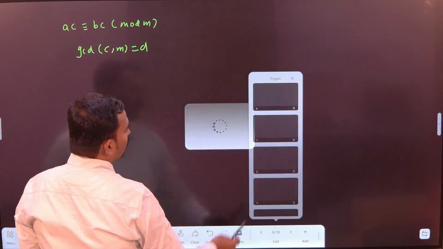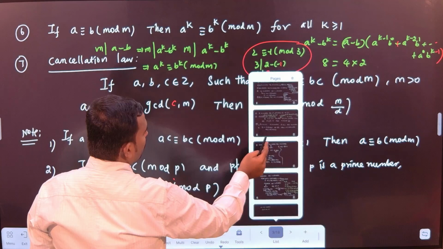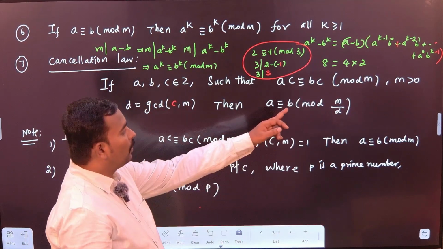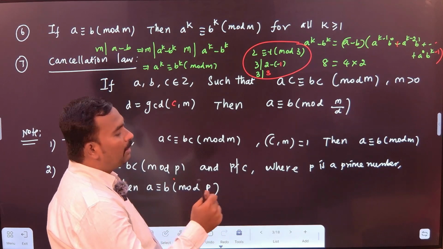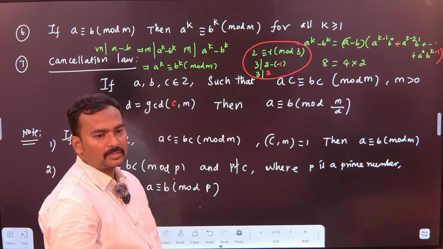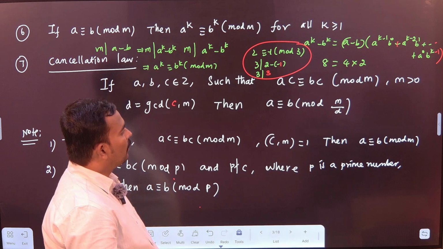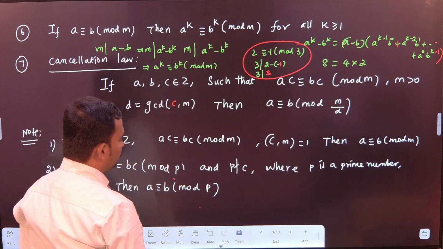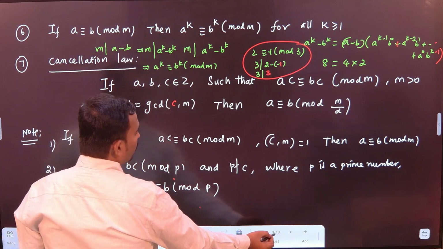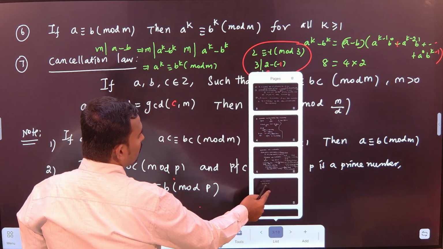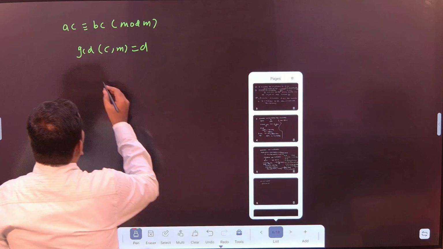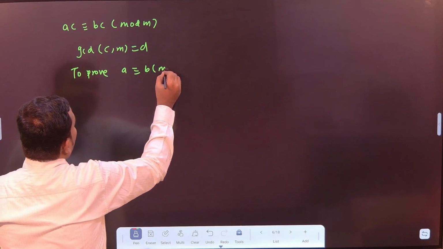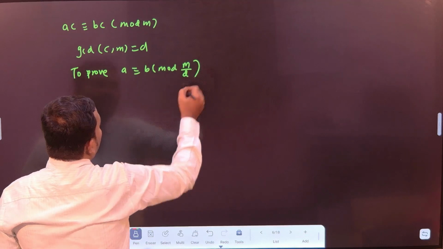What actually do we need to prove here? A is congruent to B modulo M by D, right? A congruent to B modulo M by D.